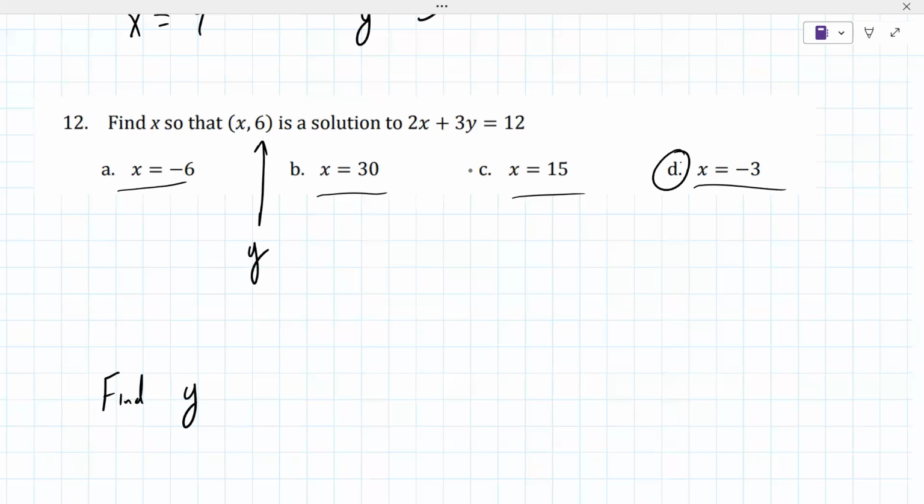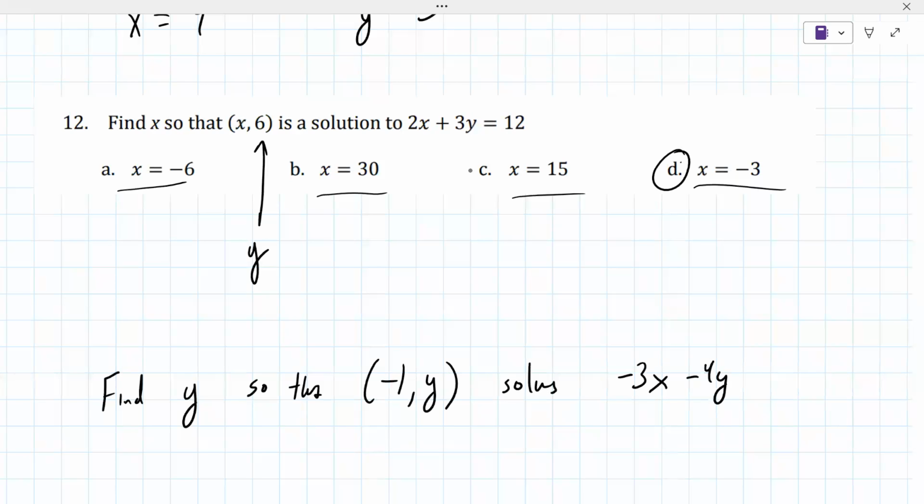All right, now let's say I write it differently. I say find Y so that -1 comma Y is a solution to -3x -4y equals, let's go with 17.